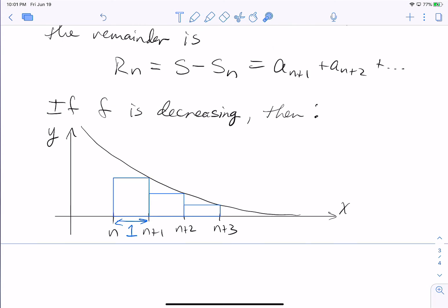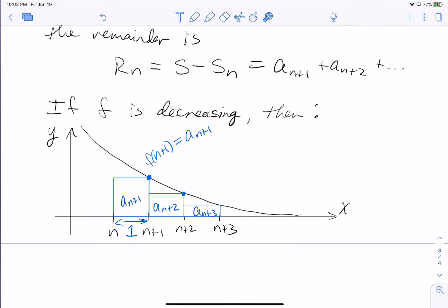Now I made some of these blue rectangles here. And for the first one here with the left bottom endpoint at n, the right bottom endpoint at n plus 1, we can see that the height of that rectangle is f of n plus 1, which we're going to think of as a sub n plus 1. Therefore, the area of the first blue rectangle is a sub n plus 1. Likewise, the height of the second rectangle is a sub n plus 2, and since it has a width of 1, its area is a sub n plus 2, and the third has an area of a sub n plus 3. We have, and then so on, right?